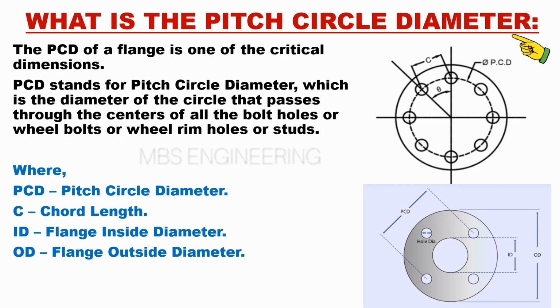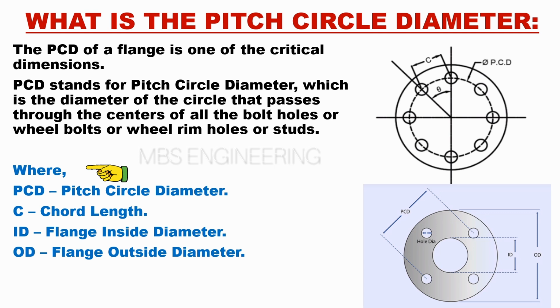Next, we will understand what is the pitch circle diameter. Next, the PCD of a flange is one of the critical dimensions. Next, PCD stands for pitch circle diameter, which is the diameter of the circle that passes through the centers of all the bolt holes, or wheel bolts, or wheel rim holes, or studs.